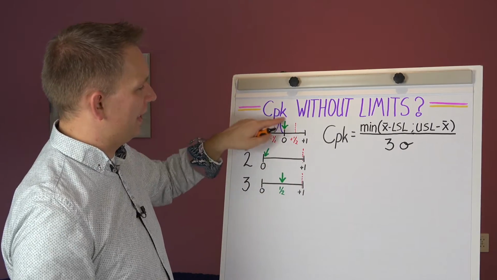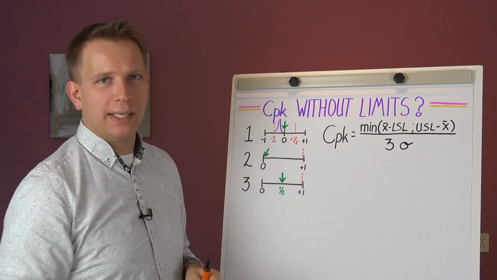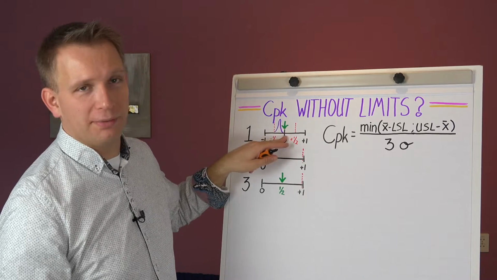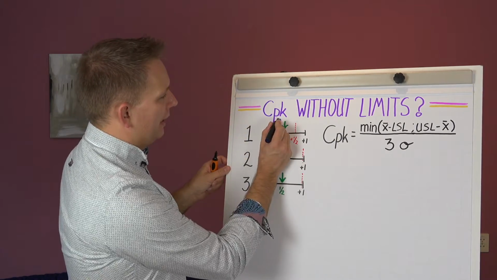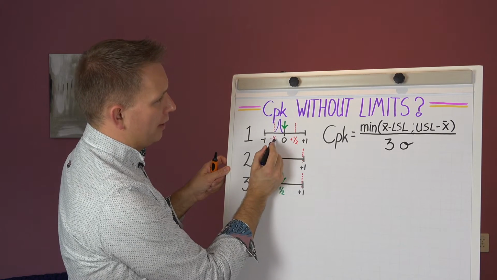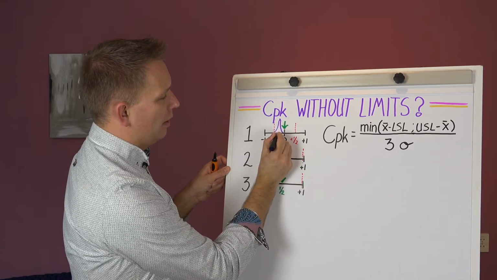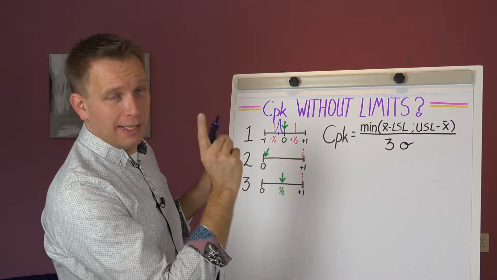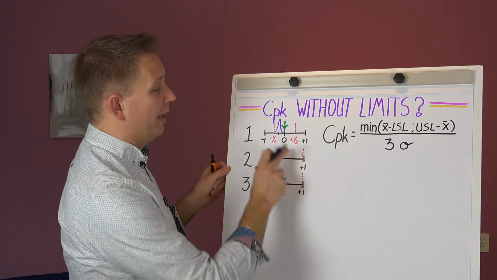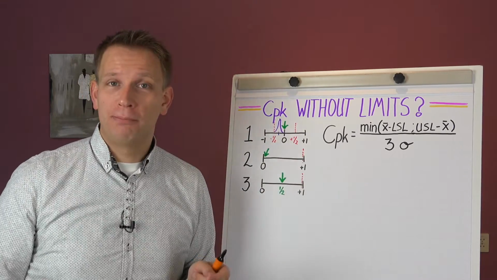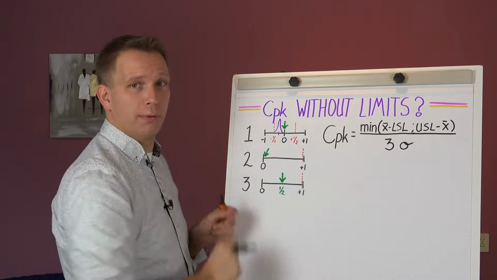If our distribution that we measure is a bit to the left of the center, to the left of the target, we are now going to check this distance from the lower specification limit to the center of our distribution, and from the center to the upper specification limit. Which one is smaller? This one is the smaller one. So we ignore the larger half.